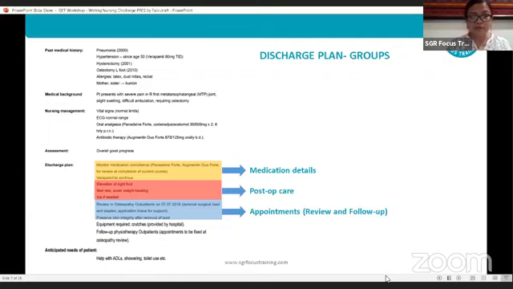We still have two pieces of information on the discharge. Let's have a look at the next one. The next one is equipment required, crutches, which will be provided by the hospital.